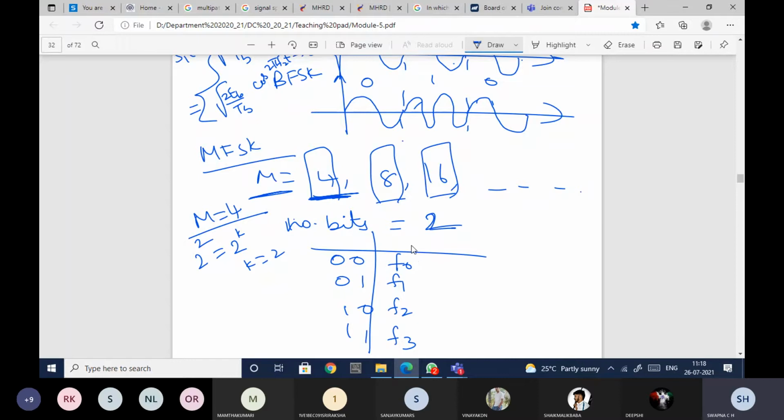If you take coherent detection, however many carriers you are using at the transmitter end, the same number of carriers should be used at the receiver end. So the disadvantage is the hardware implementation is a little complicated and costly also, because in BFSK we were just generating 2 carrier signals. When it comes to 4 FSK, you need 4 carriers. 8 FSK, you need 8 carriers. Like that it goes.